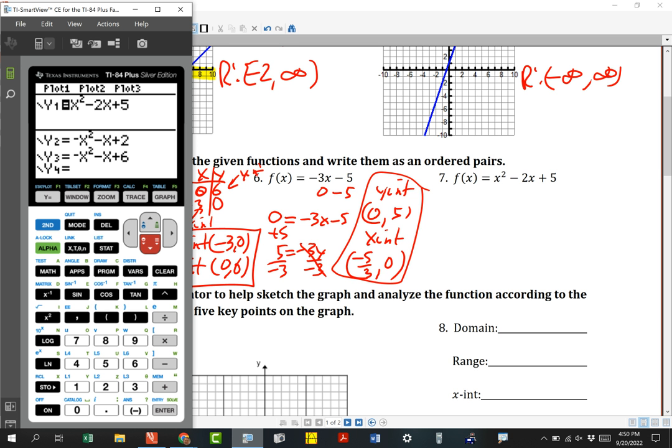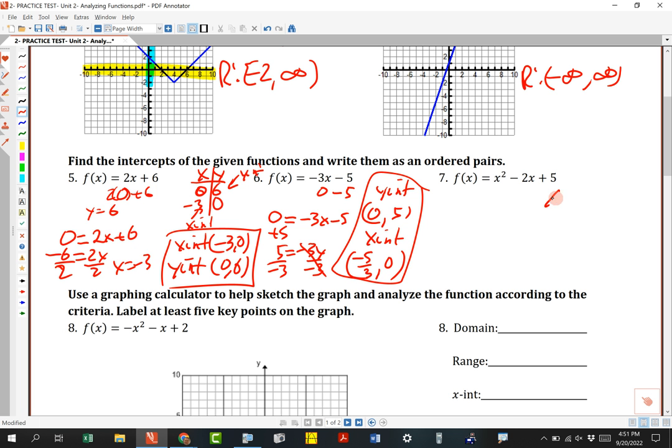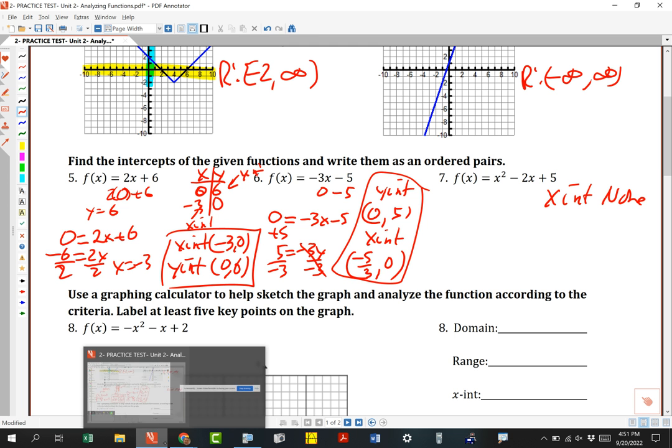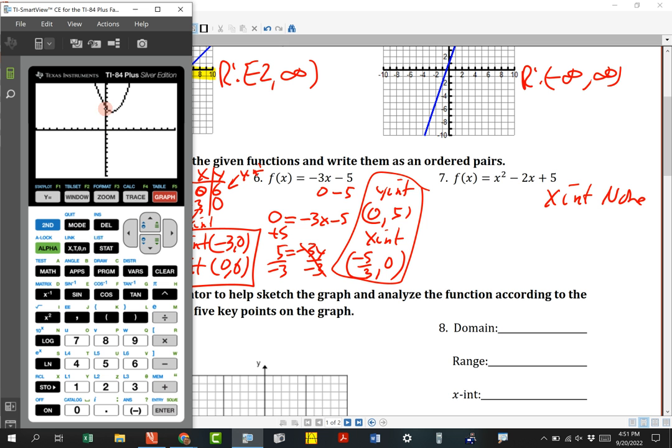So I'm going to pull up the calculator. I've got a couple of these in here. I'm going to go ahead and hit graph. You'll notice that this one does not cross the x-axis. So x-intercept, we're just going to write none. And then for y-intercept, we're going to have the calculator figure that out. But it really shouldn't be too hard.